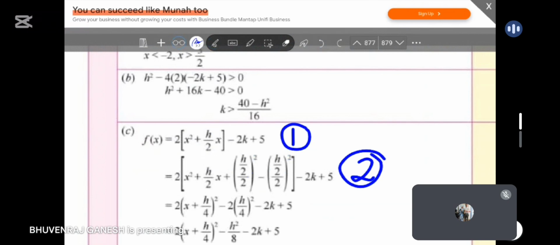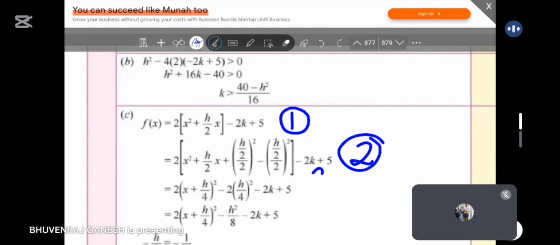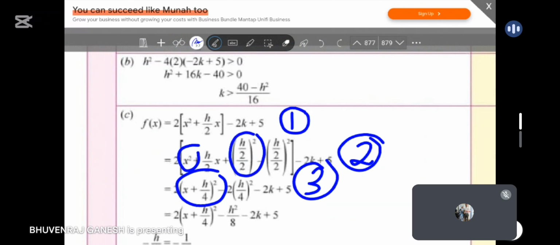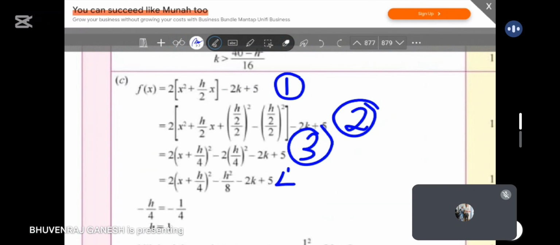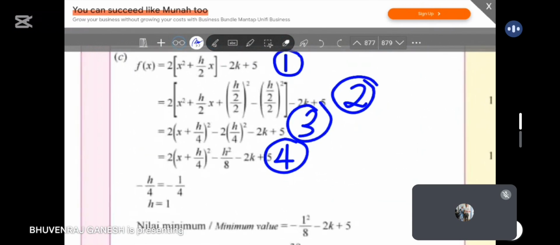Alright, so third step, I always say x plus h over 4 square, guys. Okay, so can you see here? I take the first term plus the third term. Ambil sebutan pertama tambah yang ketiga. Okay, so I have x plus h over 4 square. Okay, and then the fourth step, you just expand, kembangkan over here. Okay, expand to get the complete equation.